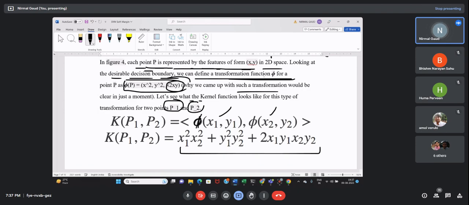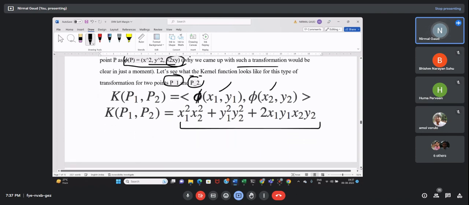Okay, so this is the kind of transformation function, and you are putting 2 points. For example, if you need to transform the 2 points p1 and p2, you are putting the values of p1 and p2 here, and this is how you are going to get it. Okay, but why did this also come, how did this appear? So for example, I can say how they have written x square, y square, square root of 2xy, something like that.